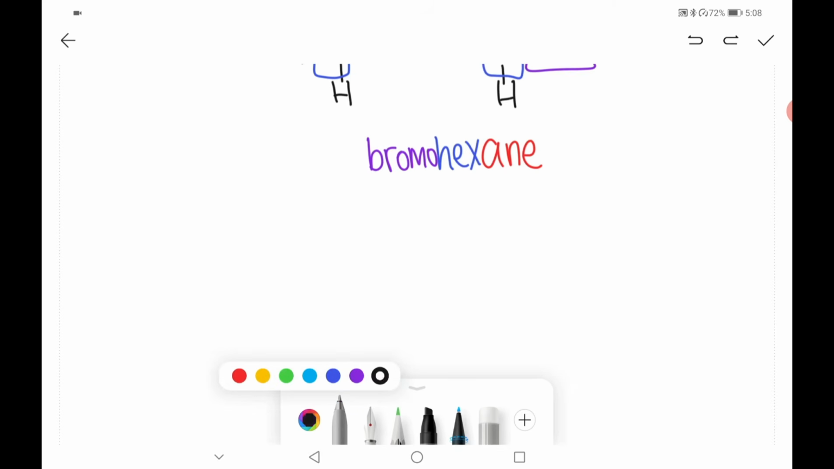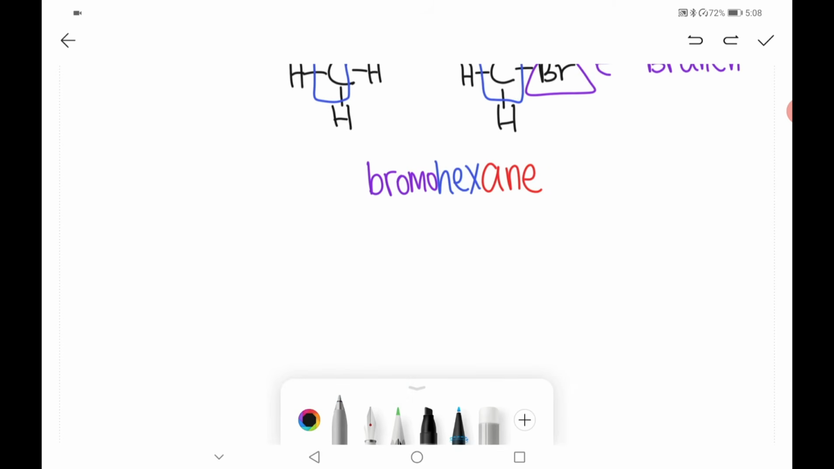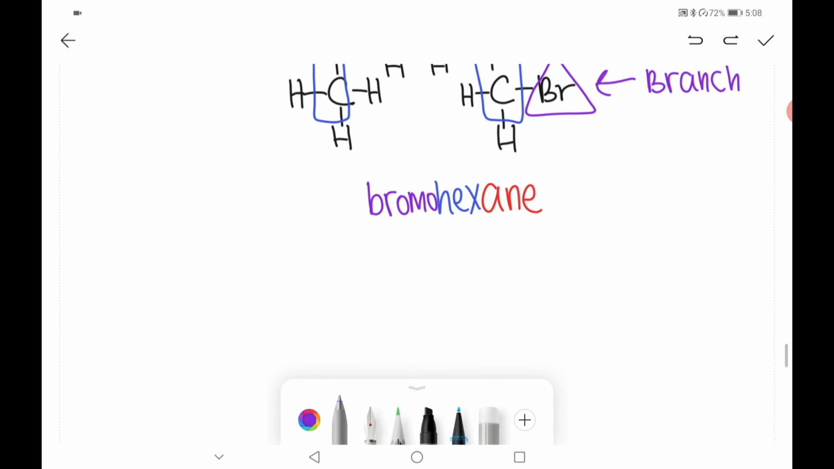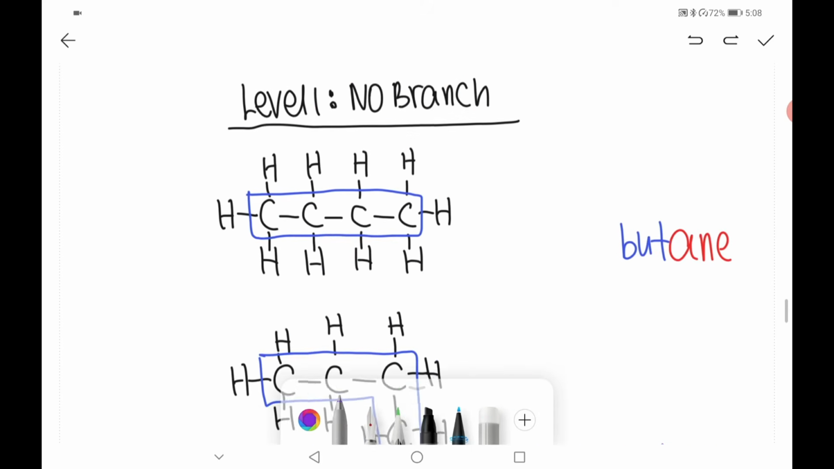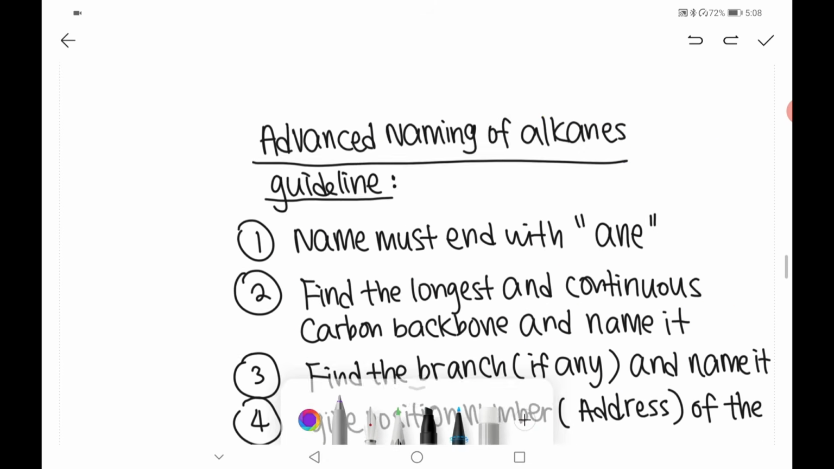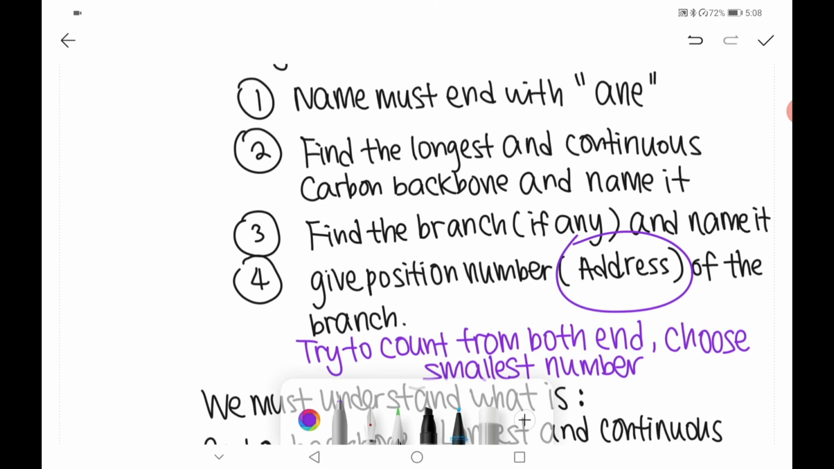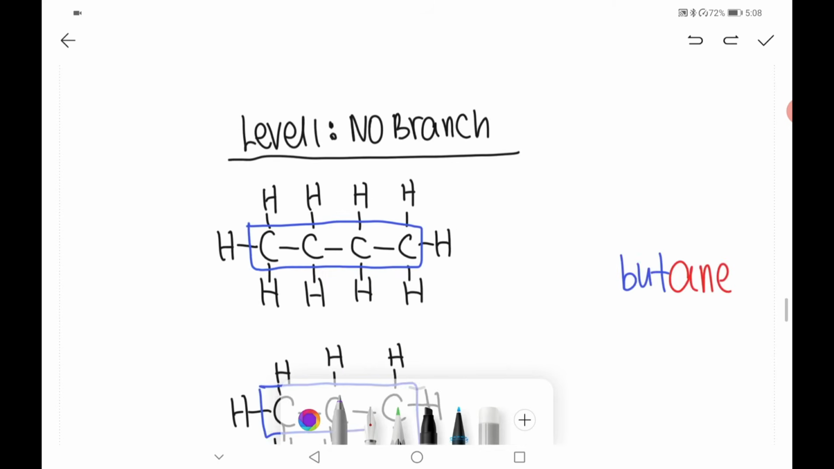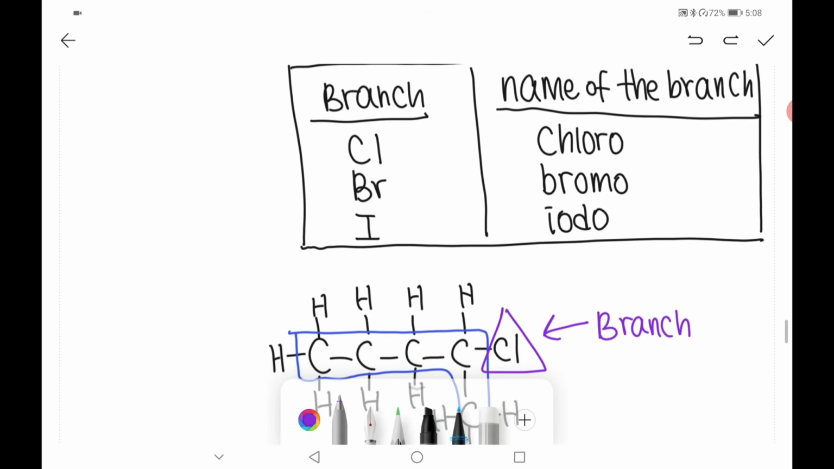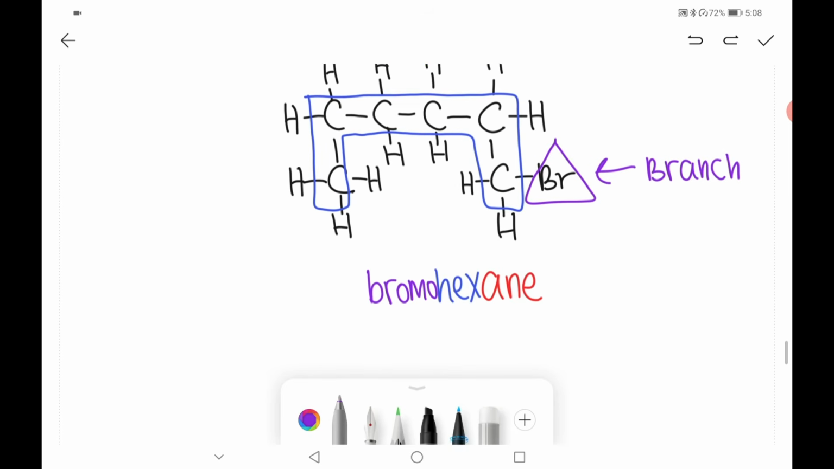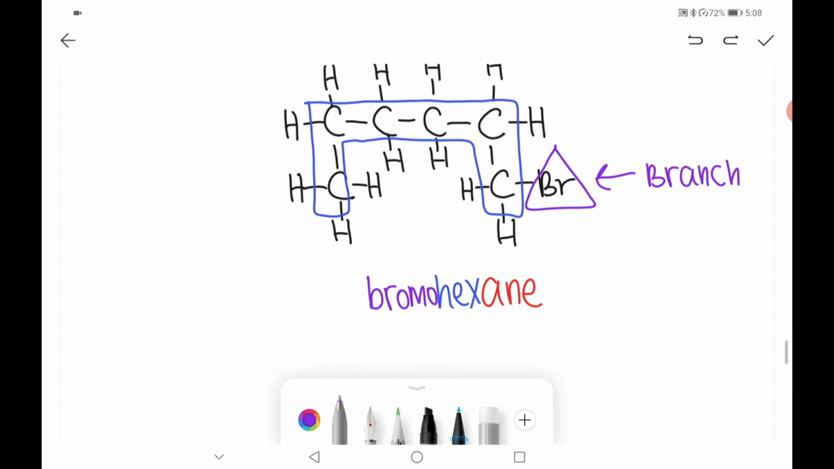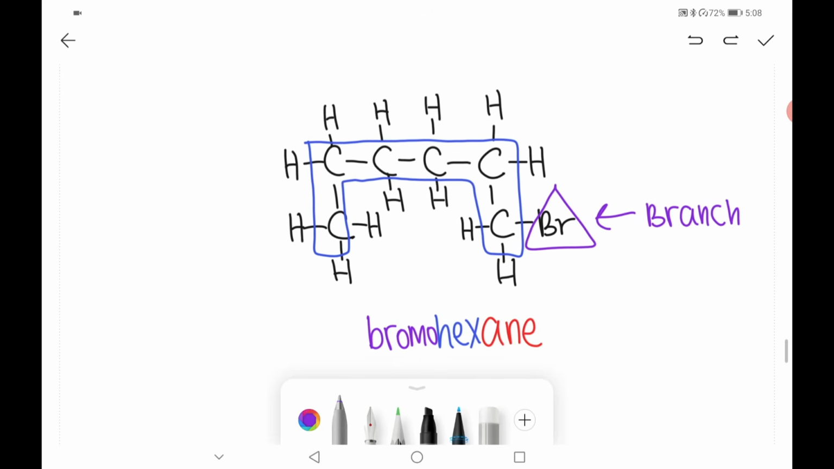Now we have told people there is a branch called bromine. The last thing, you must give the address, the position number, to the branch. To give the position number, you need to count from left to right and from right to left. You need to count from both ends. So let's count from left to right.